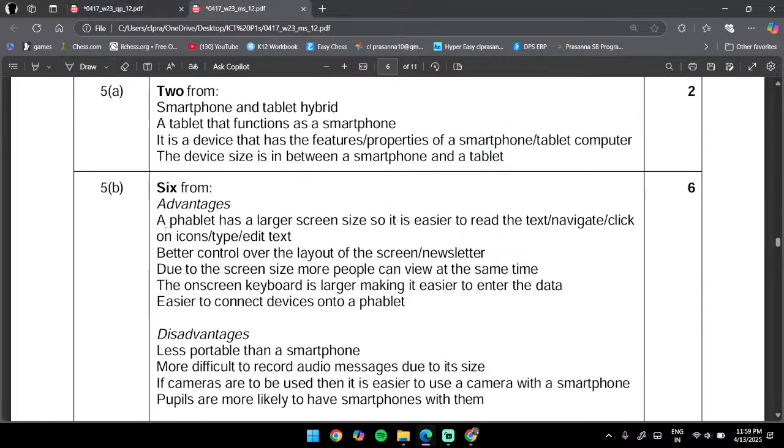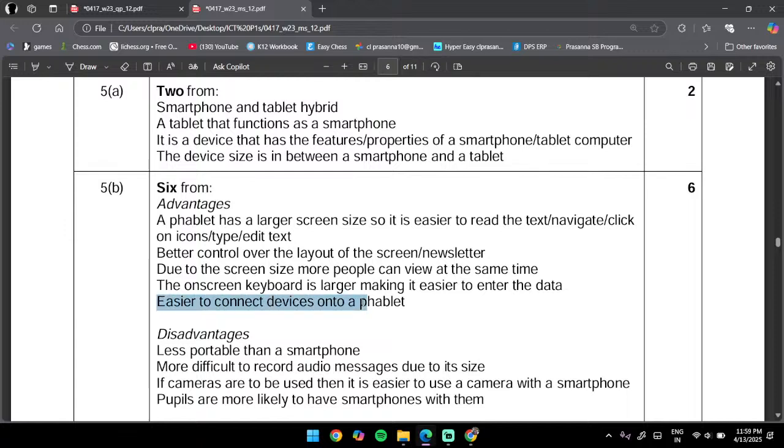Now coming to the advantages, it has a larger size, so it's easier to read, to navigate, click on icons, type, edit text, and all that. Better control over the layout. We did mention these two. Due to the screen size, more people can view. I also did say that. The on-screen is larger, making it easier. I think I did say this.